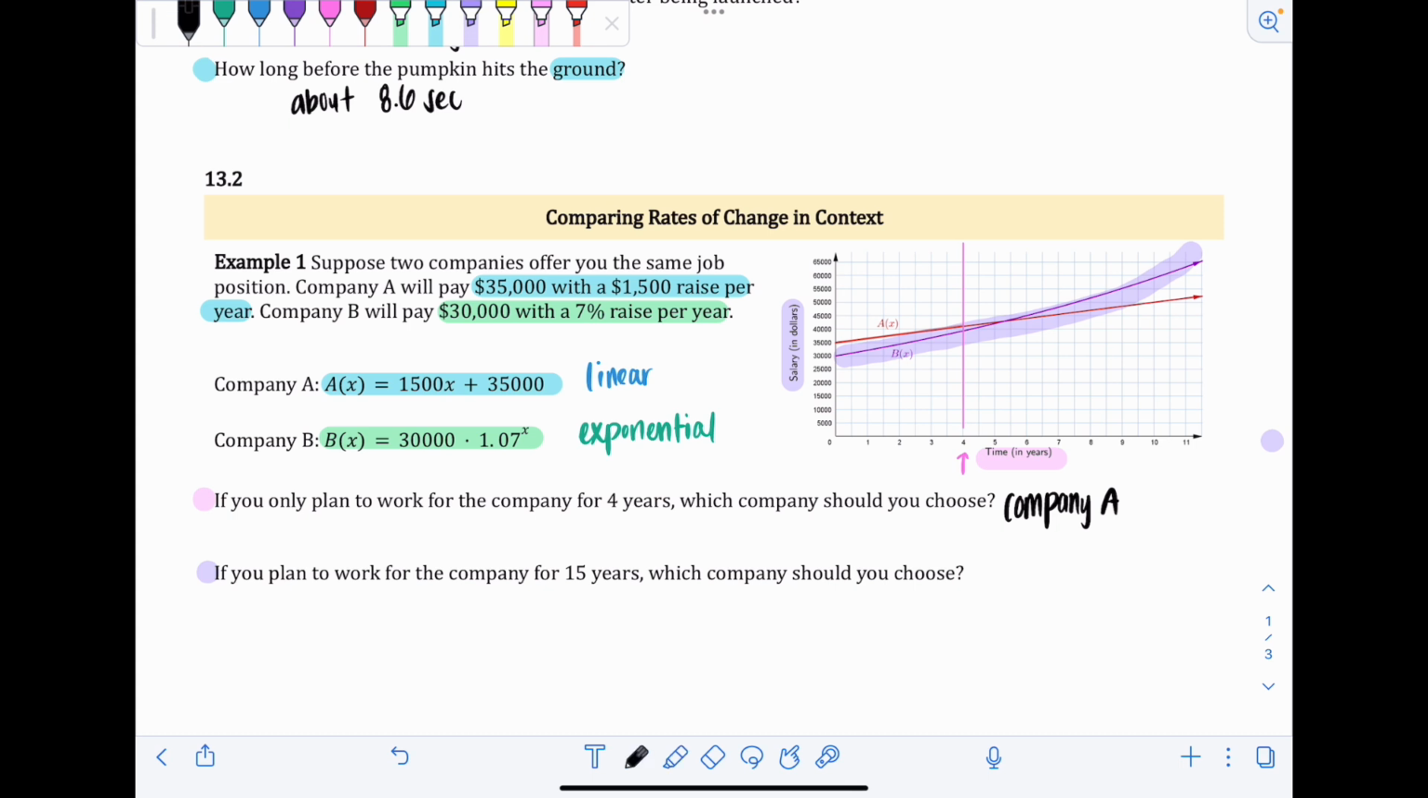So for the second one, if you're going to work for 15 years, then you should definitely choose company B, and really the longer you plan to work for either of these companies, the more company B makes sense because it's growing at an exponential rate.